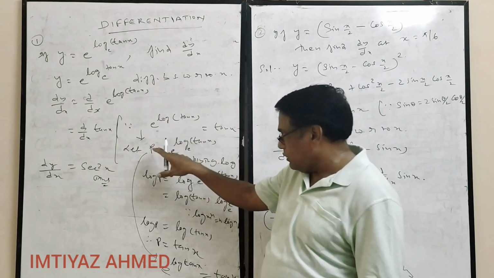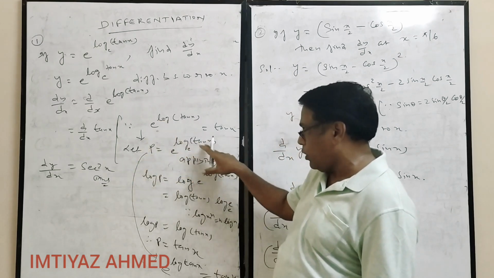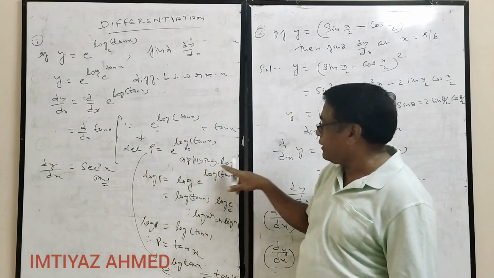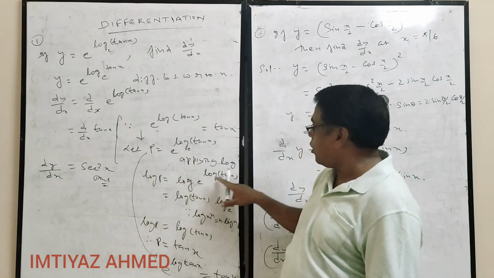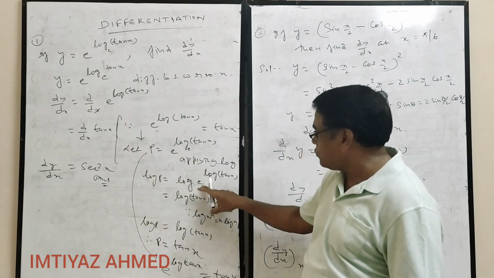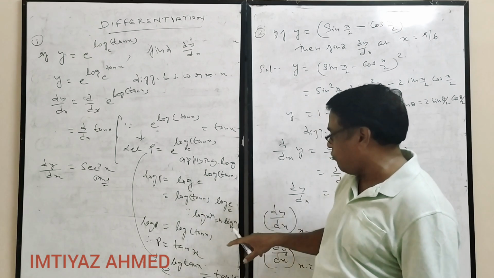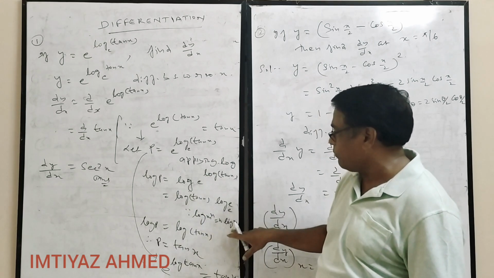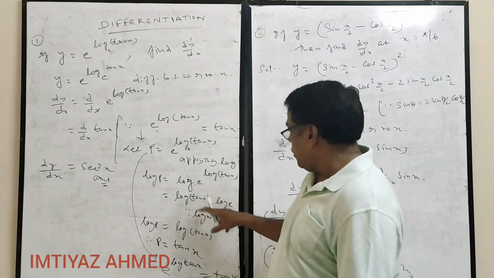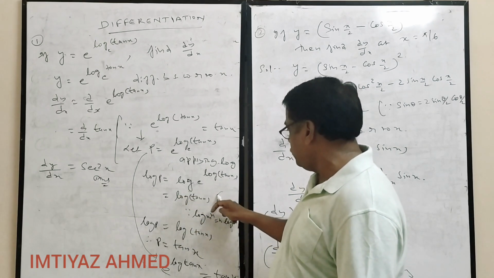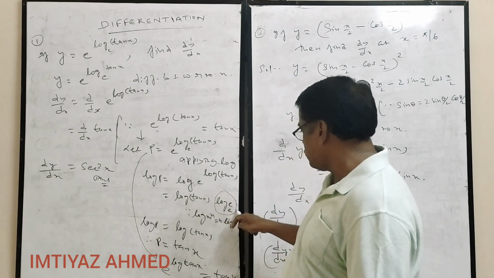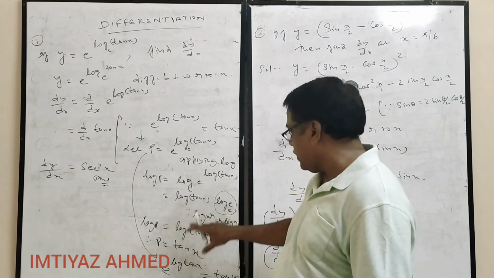I have taken let p is equal to e raised to the power log tan x. Applying log on both sides, this means log p is log of e raised to the power log tan x. The formula is log m raised to the power n is n log m. So this becomes log tan x into log e to the base e. The value of log e to the base e is 1. So this will be 1 and then we get log tan x.